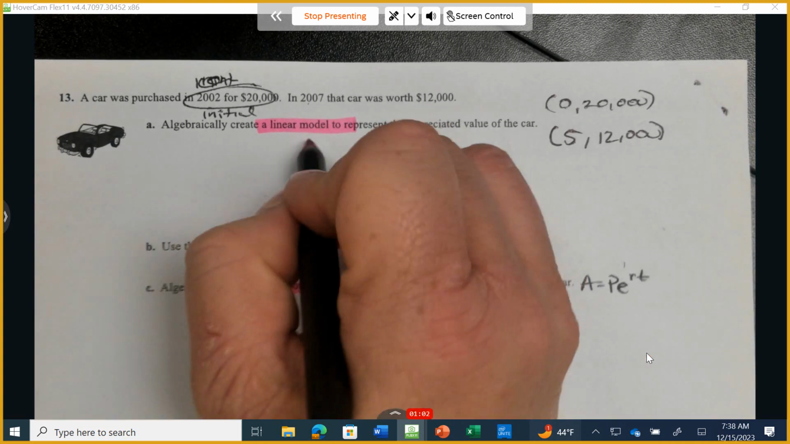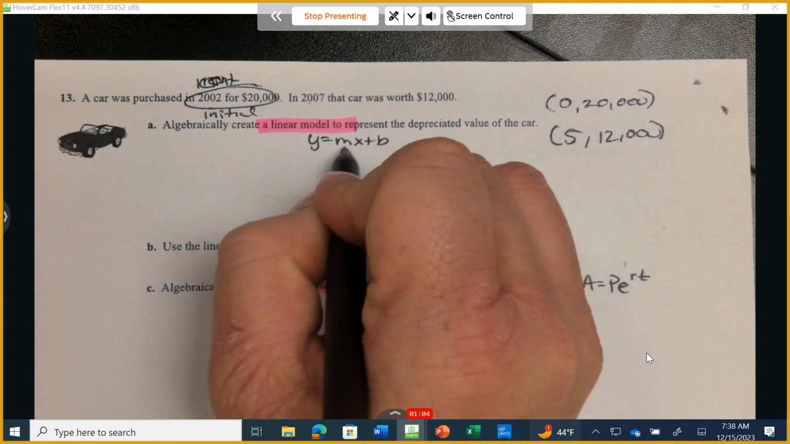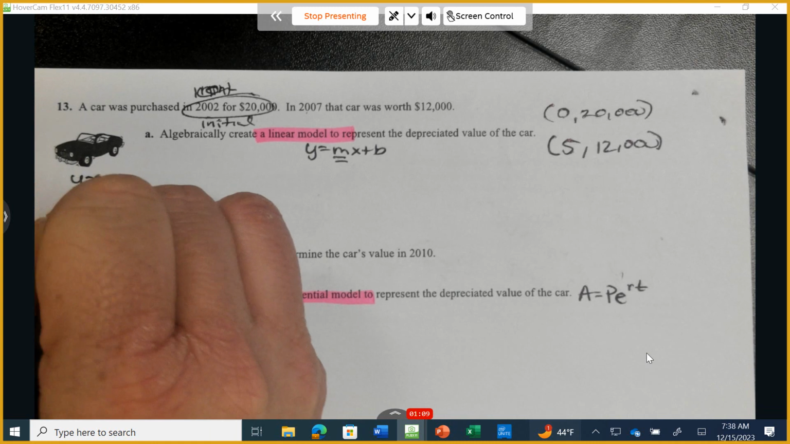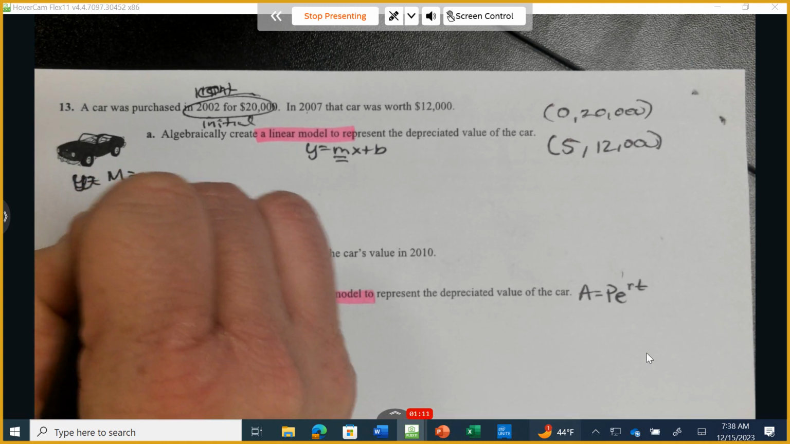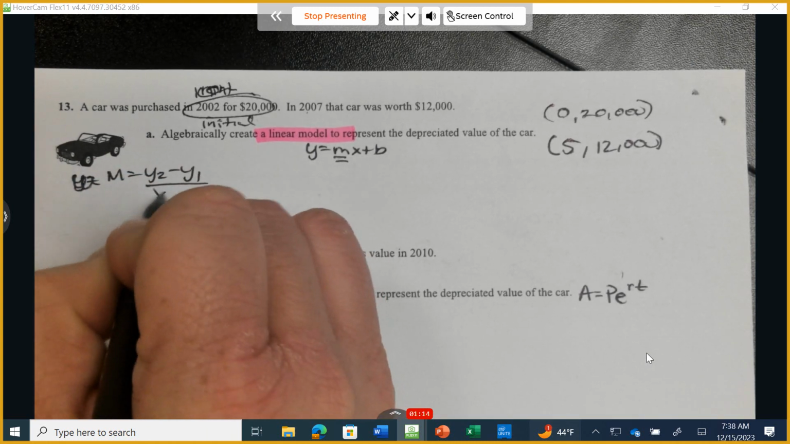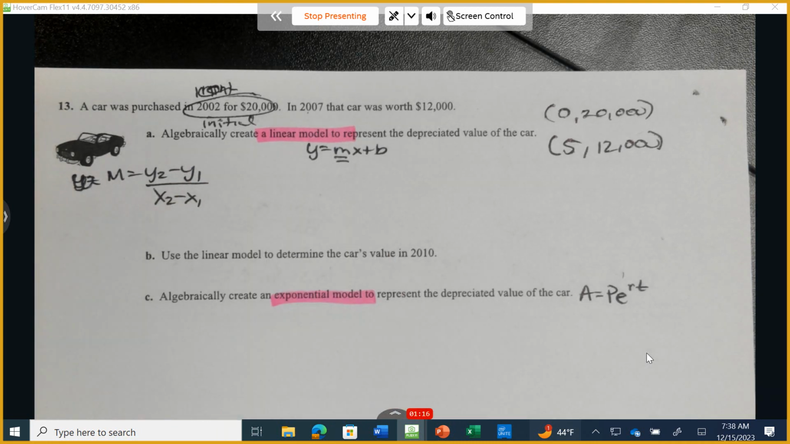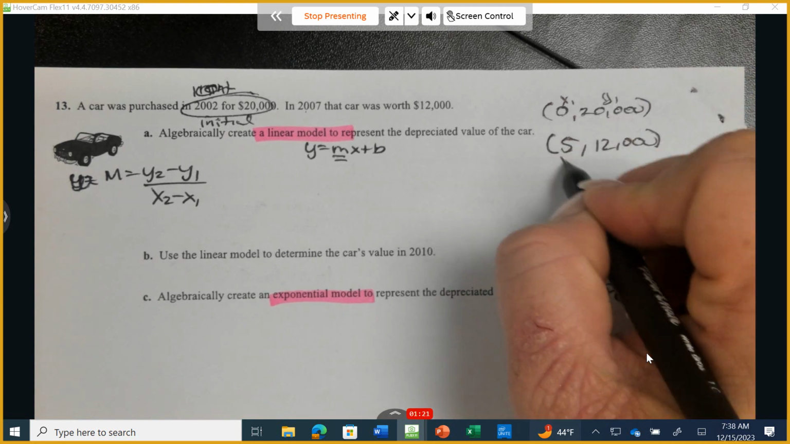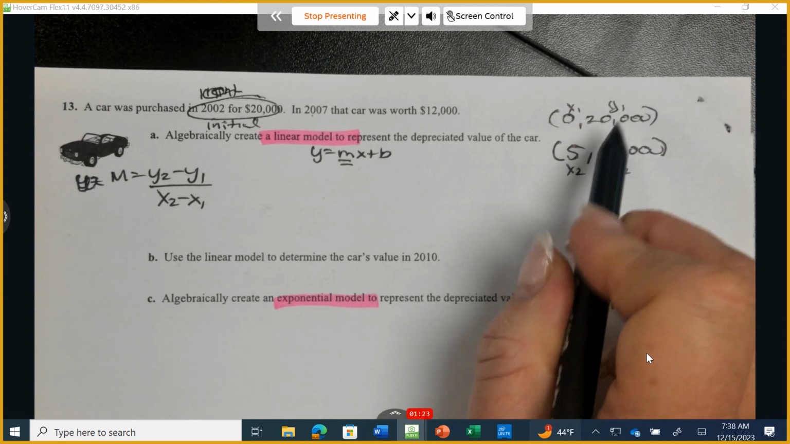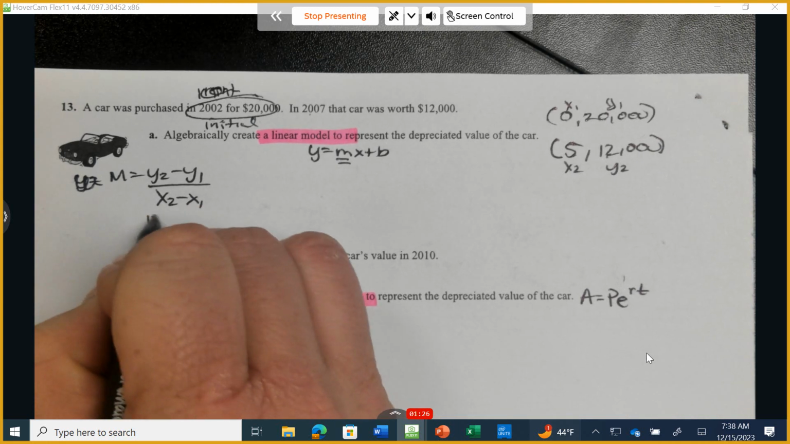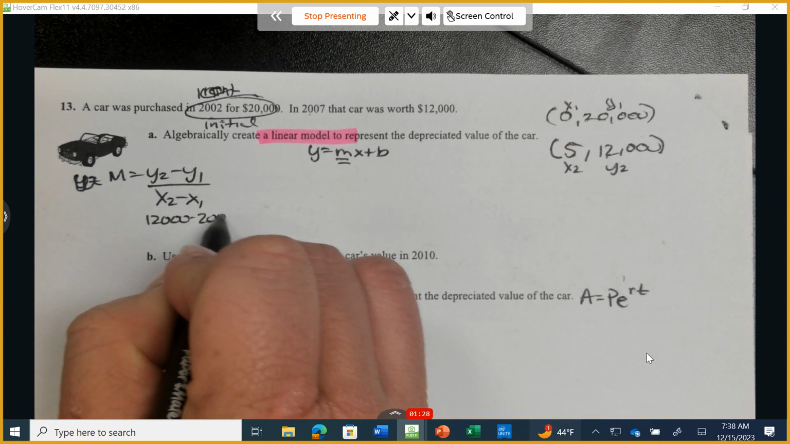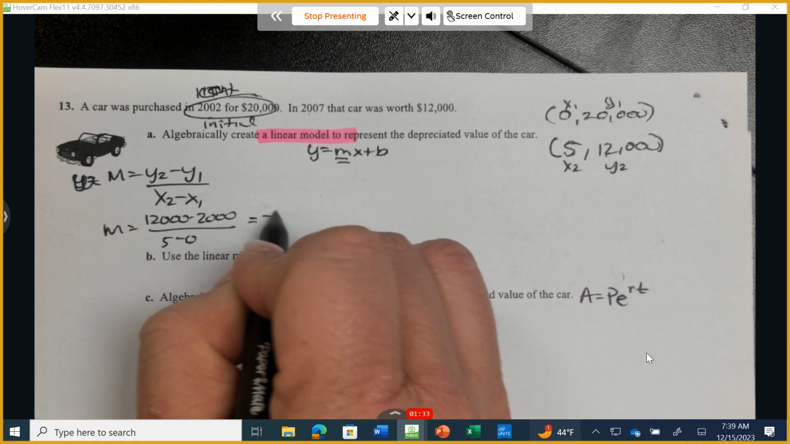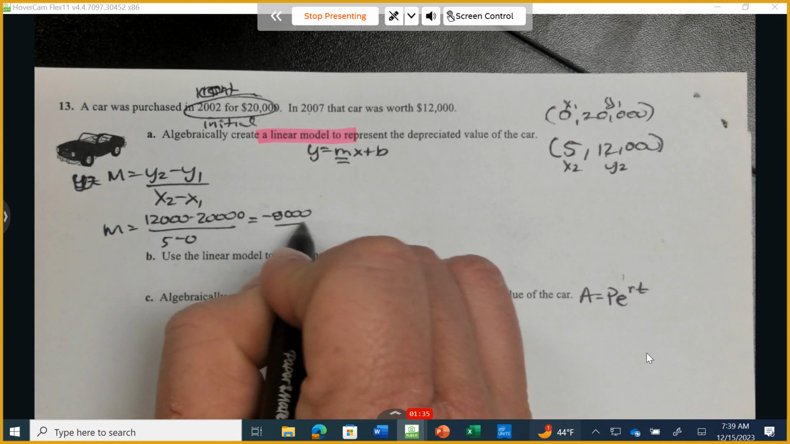Now, a linear model is y equals mx plus b. I'm going to start by identifying the slope. m equals y sub 2 minus y sub 1 over x sub 2 minus x sub 1. Do I want to see your work? Yes, I do. I'm going to call this my x1, y1 if you're forgetting how to do this. And so I'm going to do 12,000 subtract 20,000 over 5 subtract 0. This is my slope. So I end up with negative 8,000 over 5.